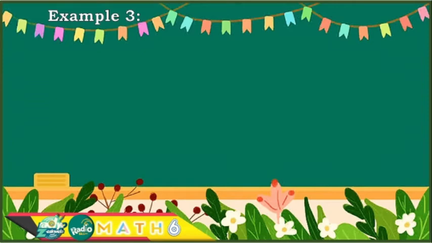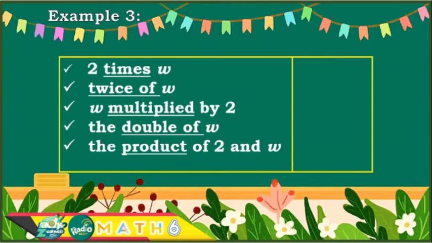For the third example, the word phrases 2 times w, twice of w, w multiplied by 2, the double of w, and the product of 2 and w can be translated into the algebraic expression 2w. Remember that the words times, twice, multiplied by, the double of, and the product of suggest multiplication.